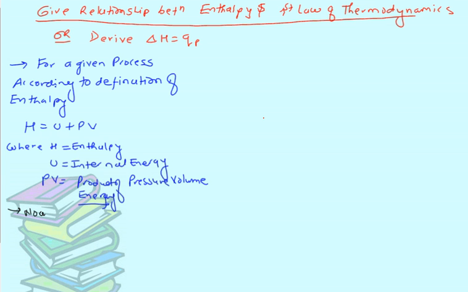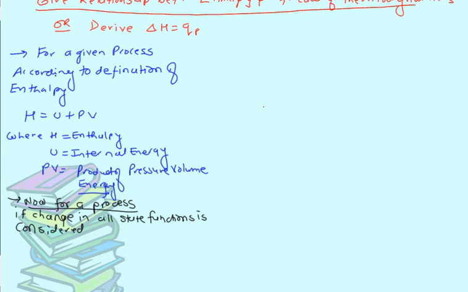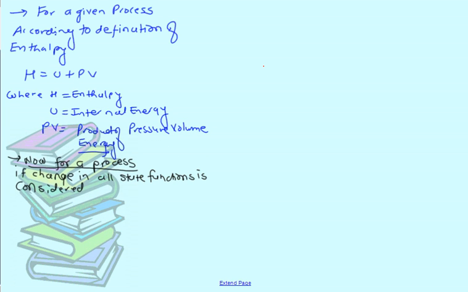We know this. This definition has been given to us. Now for a process, if the change in all state functions is considered, that means delta H equals delta U plus delta PV. Delta H equals delta U plus delta PV. Correct or not?